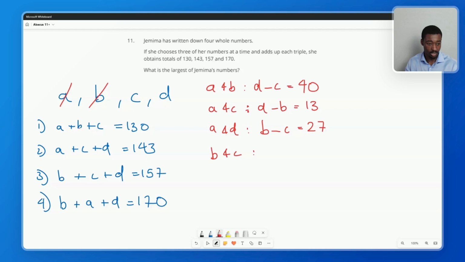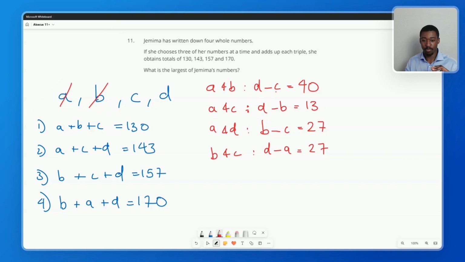If we match B and C, equations 1 and 3, we should now be a bit quicker. Equations 1 and 3, D minus A equals 27. Okay. So now, before we move on, we should notice something.